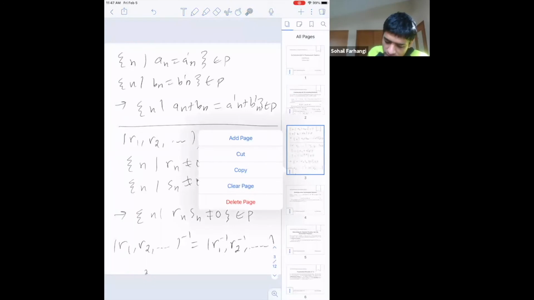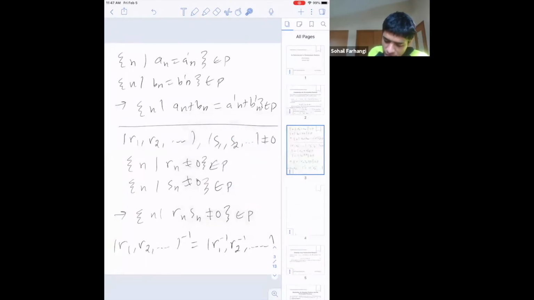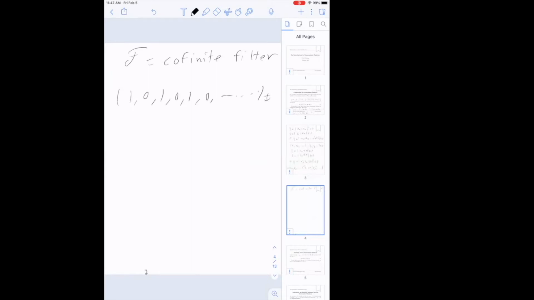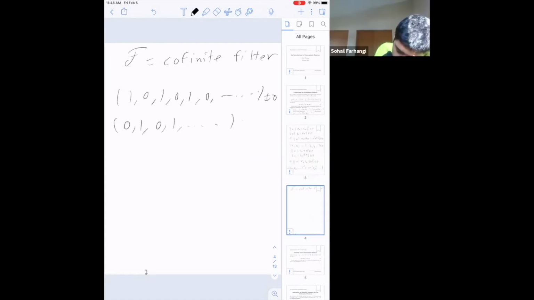Right. So the standard example is if F is the cofinite filter, then what? Okay, yeah. A is not 0 and B is not 0. But then AB is 0.